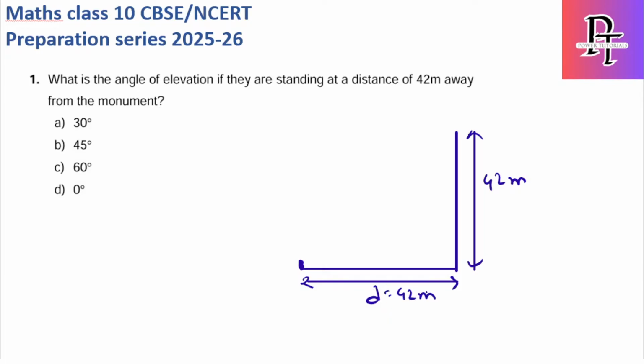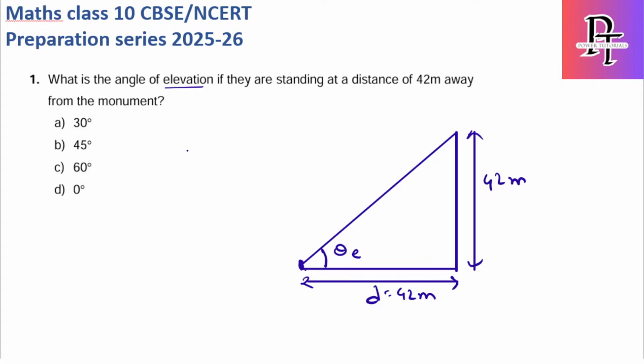They will provide you two things. You have to get the value of the third one. So now they are asking what is this value, which is nothing but theta e. As I told you, this is from the bottom, you are seeing the top. So what is the angle of elevation if they are standing at a distance of 42 meters away from the monument?